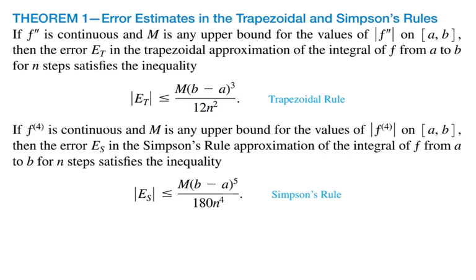Very similarly with Simpson's rule, we're just going to use the fourth derivative. Again, M, that upper bound, is the magnitude of the values of the fourth derivative somewhere between a and b. So the error with Simpson's rule, E sub s, is less than or equal to M, the difference of my integration bounds to the fifth power, divided by 180 n to the fourth, where n is my step value. I'm just going to do one example.